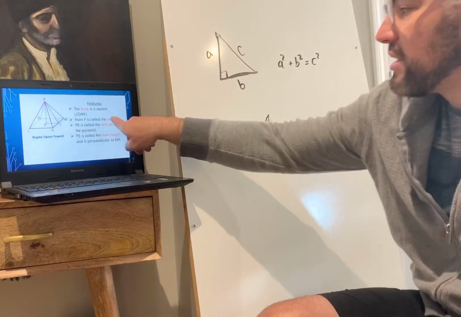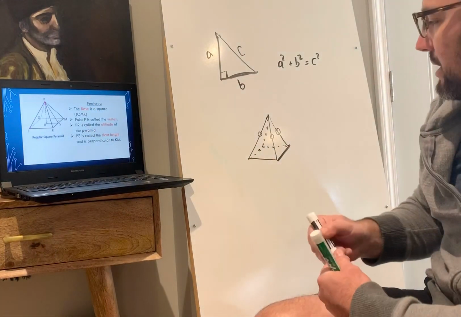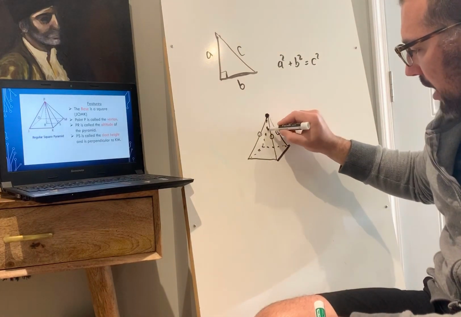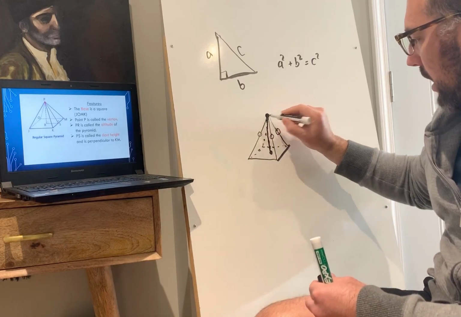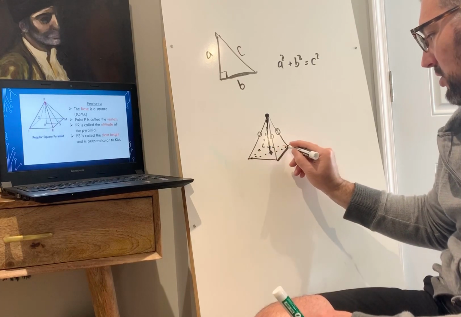All right, so let's see. P is called the vertex. PR is called the altitude, because that's the line that drops down from this point here, and it drops down and it hits, let me do this line, this is the line going through the pyramid. It hits the center of the square.